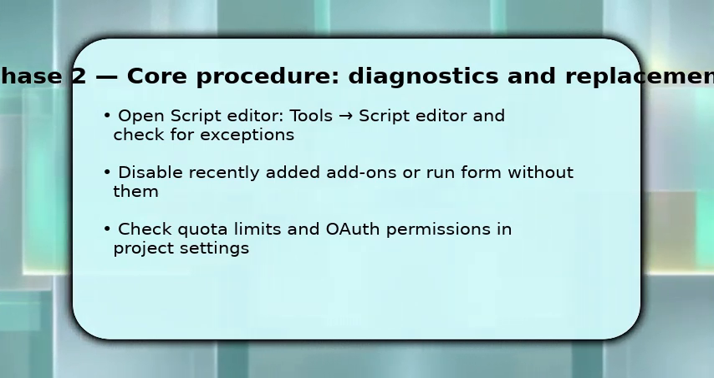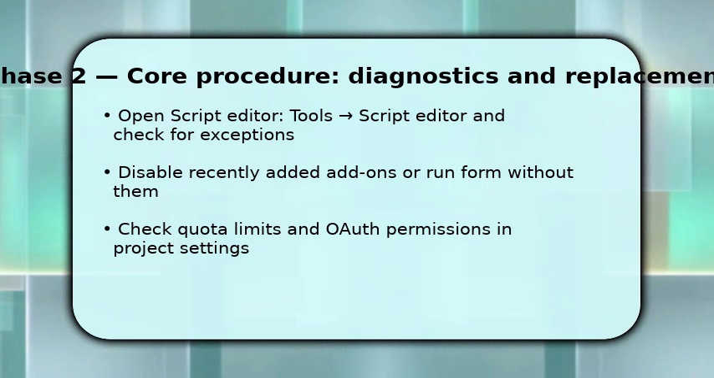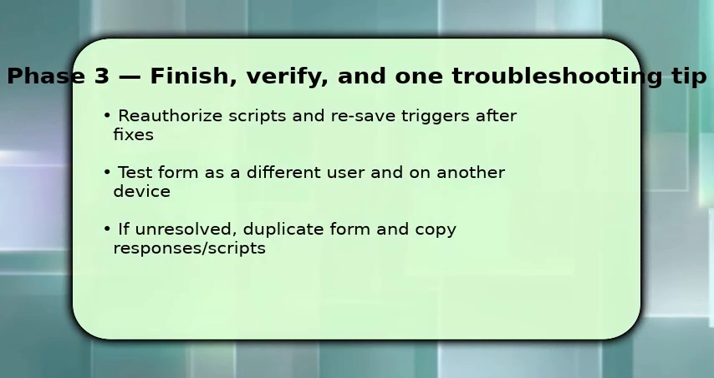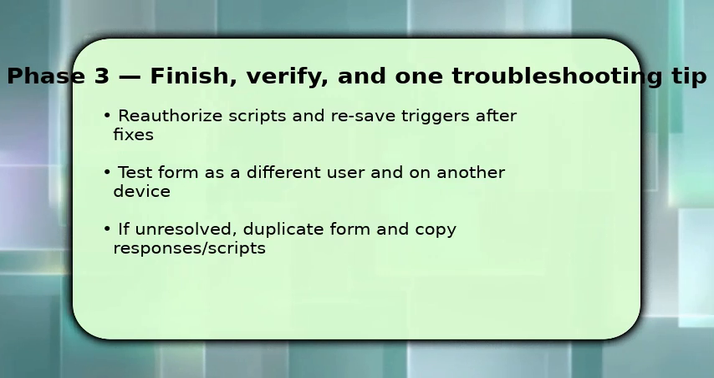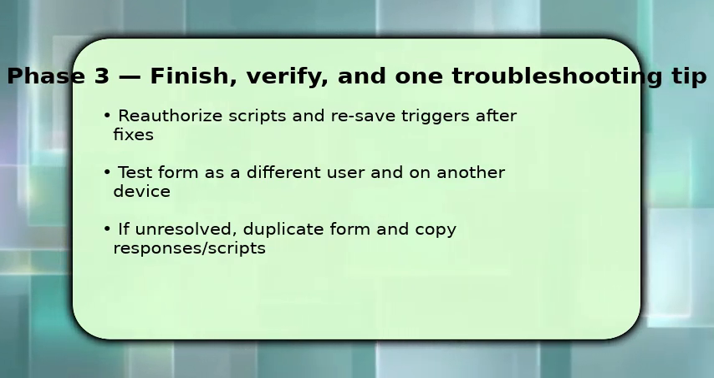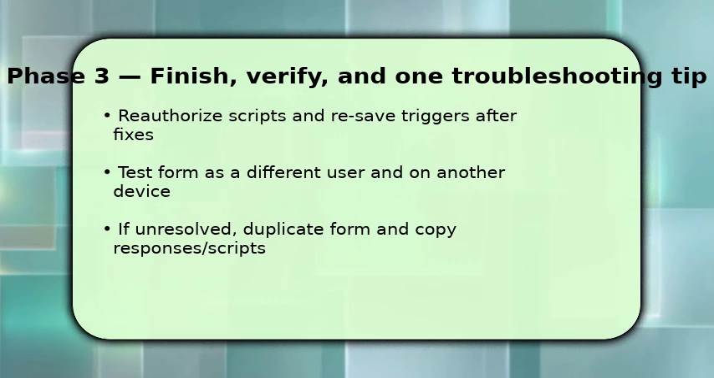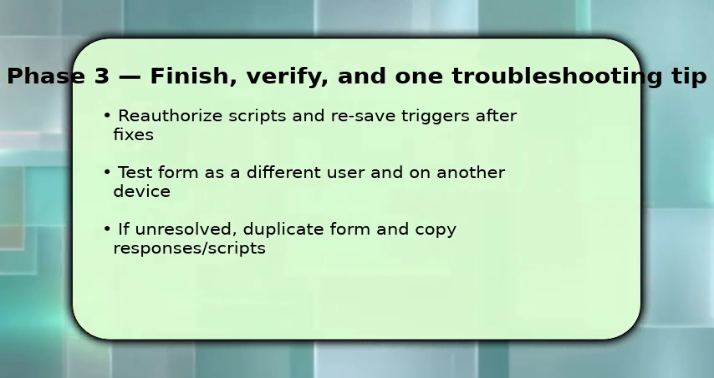To finalize, reauthorize any scripts and resave triggers so Google accepts updated scopes. This prevents silent permission denials. Then, test the form as another user and on a different device to confirm the fix across environments.